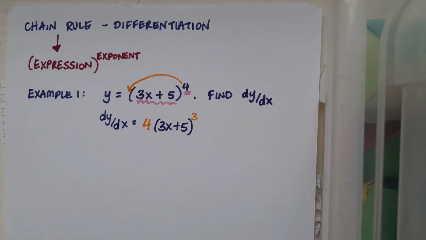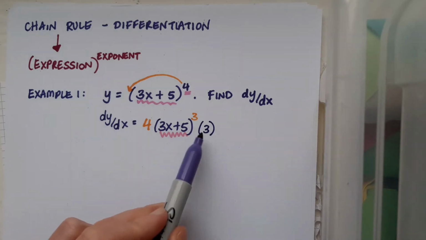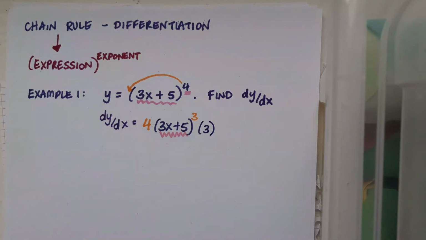But I'm not finished yet, because I also have to differentiate what is inside in the bracket. So I must differentiate 3x plus 5 and multiply my result onto the end of my dy dx. When I differentiate this, I get 3, because 3x plus 5 differentiates to give me 3. And now I might like to do a little bit of tidying up.